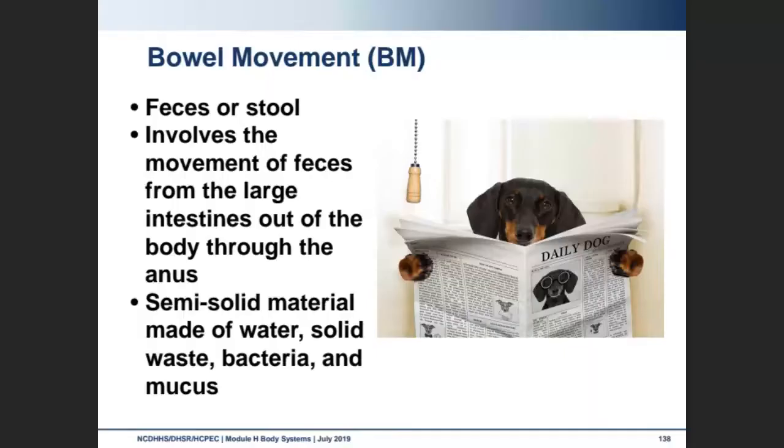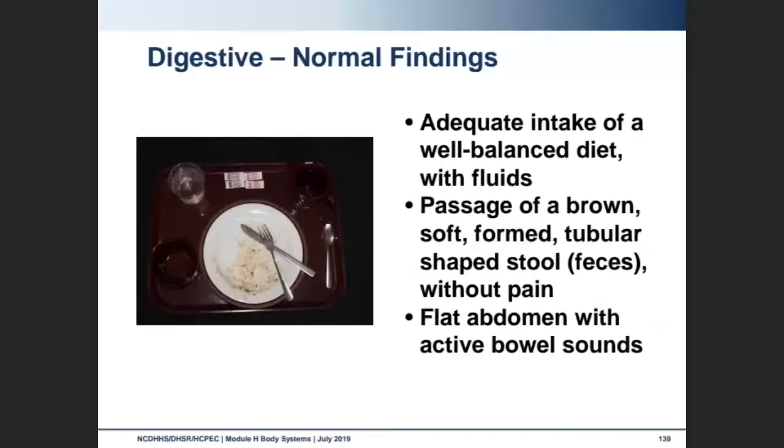Sometimes we see diarrhea, which of course is liquid stool, constipation, which is the inability to have a stool, or infrequent, difficult stools, sometimes painful. Flatulence is just gas. Incontinence of stool is not being able to control our bowels. When everything is functioning properly, we have an adequate intake of a well-balanced diet of food and fluids. Like I mentioned, we pass soft brown formed stool, tubular in shape, without pain. We expect a non-distended abdomen and active bowel sounds.